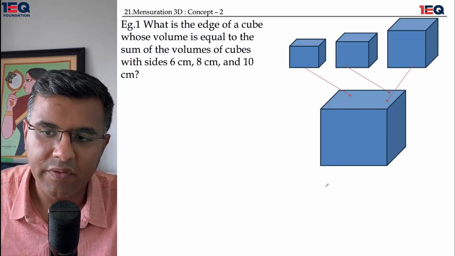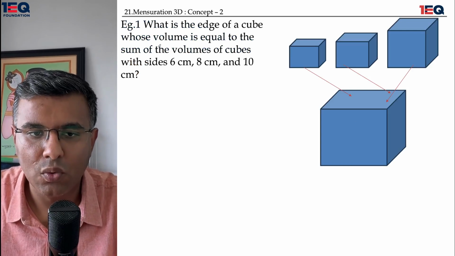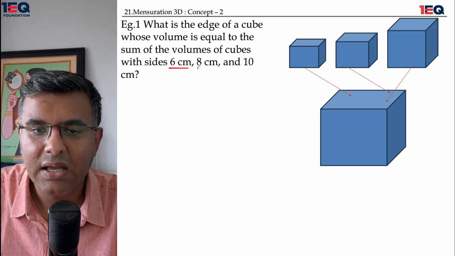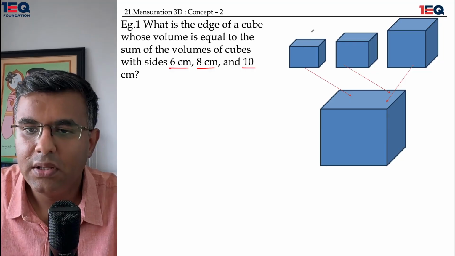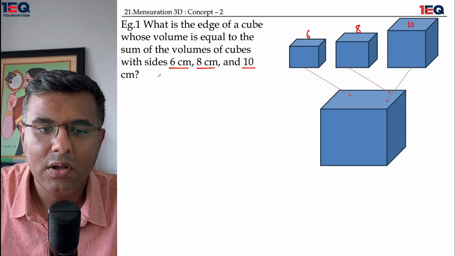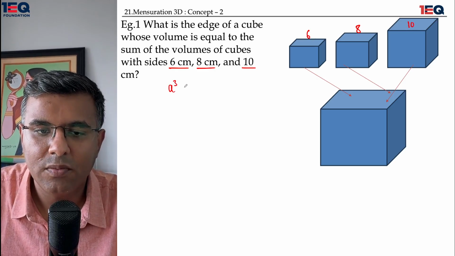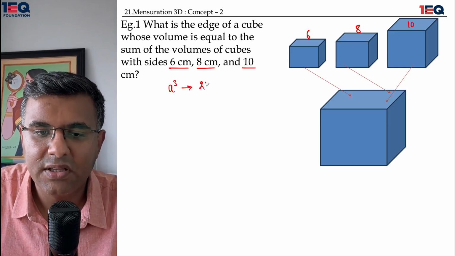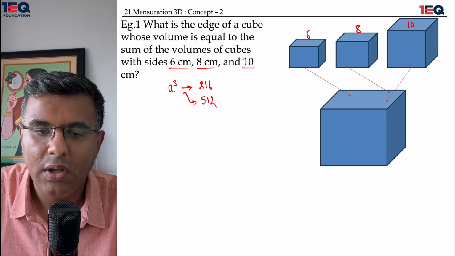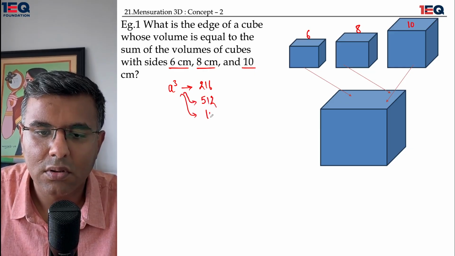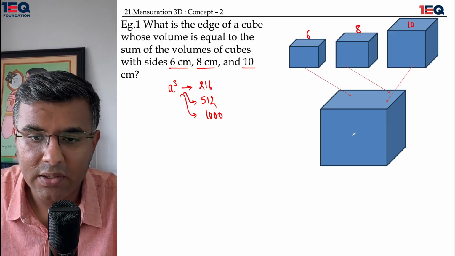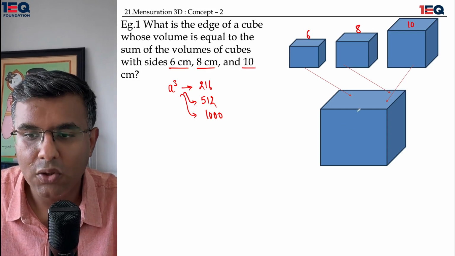Okay, moving on. What is the edge of a cube whose volume is equal to the sum of the volumes of cubes with sides 6, 8, and 10? This is the smallest one. This is 6, this is 8, and this is 10. So I have the volume of the cube as a cube. So for the first one, 6 cube is nothing but 216, 8 cube is 512, and 10 cube is 1000. Now all the volumes are coming together and a new big cube is being formed.